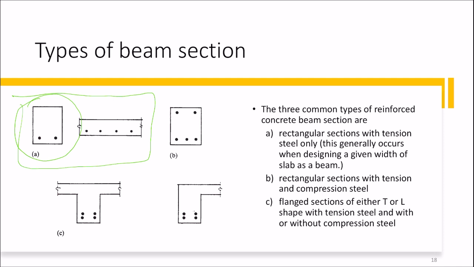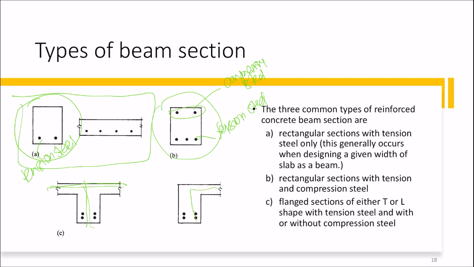And B, it is rectangular section with tension and compression steel. If you look at above here, this is what we call as compression steel. And this is tension steel. Ini dia ada tension steel sahaja. C, flange section, either T or L shape, with tension steel and with or without compression steel. This is flange type of, maksudnya T lah ataupun L eh.